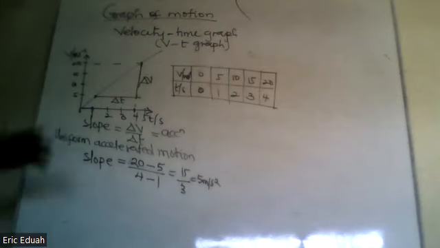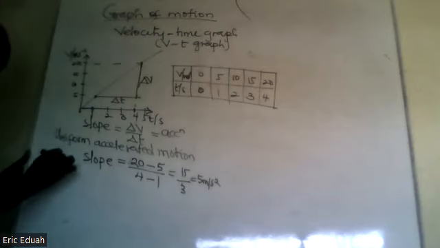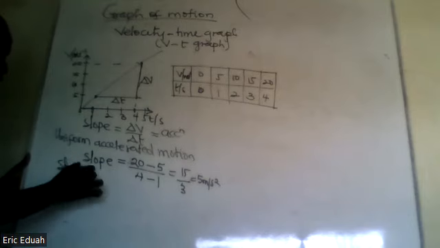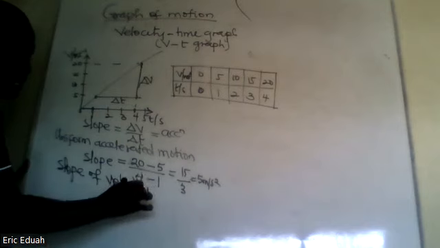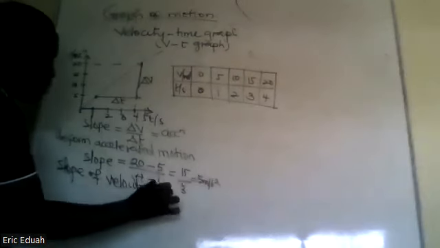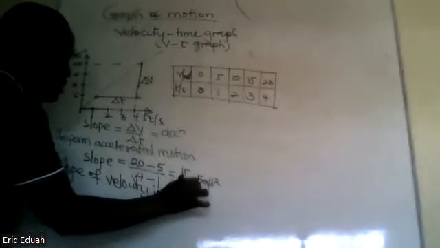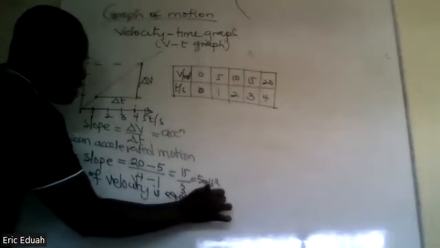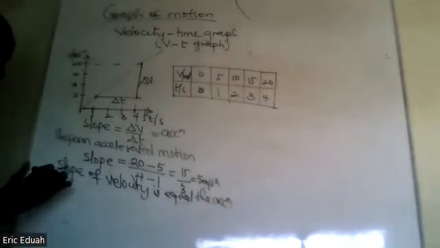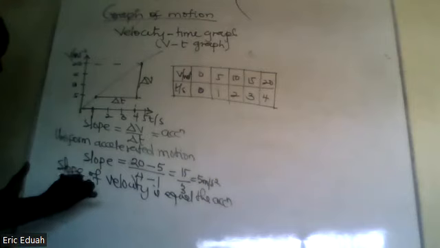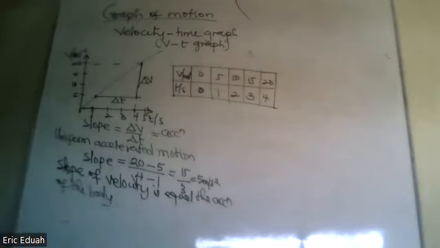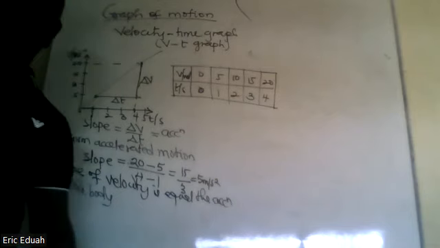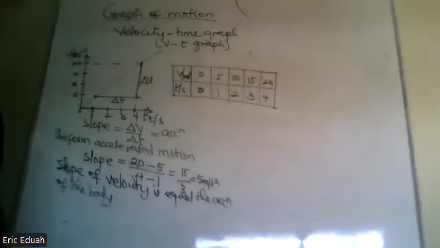So the slope of a velocity time graph is equal to the acceleration of the body. And here the acceleration is positive because the velocity is an increasing one.